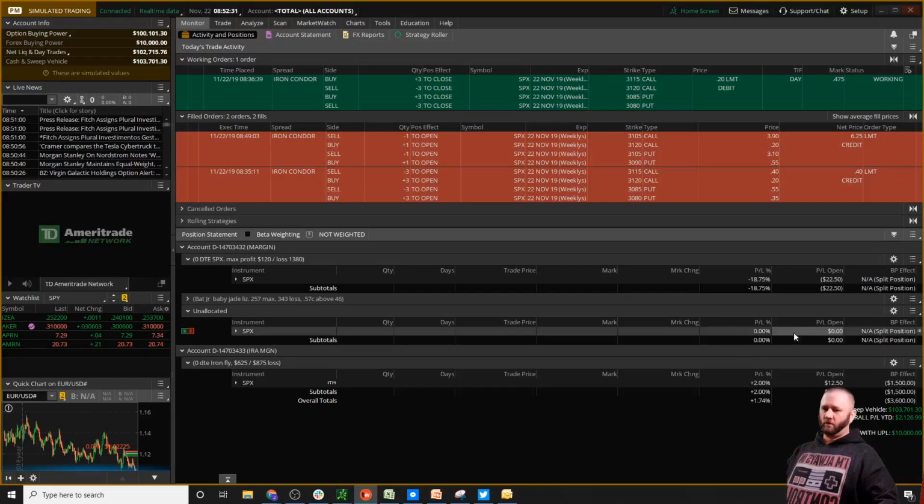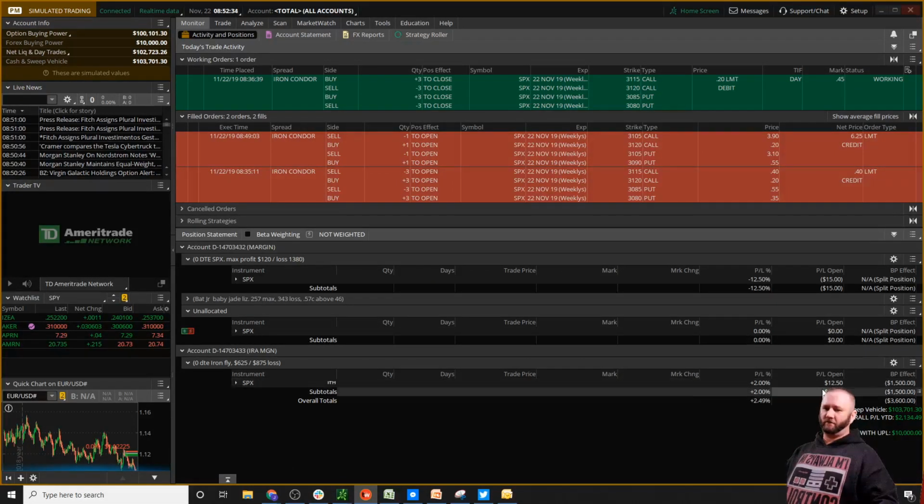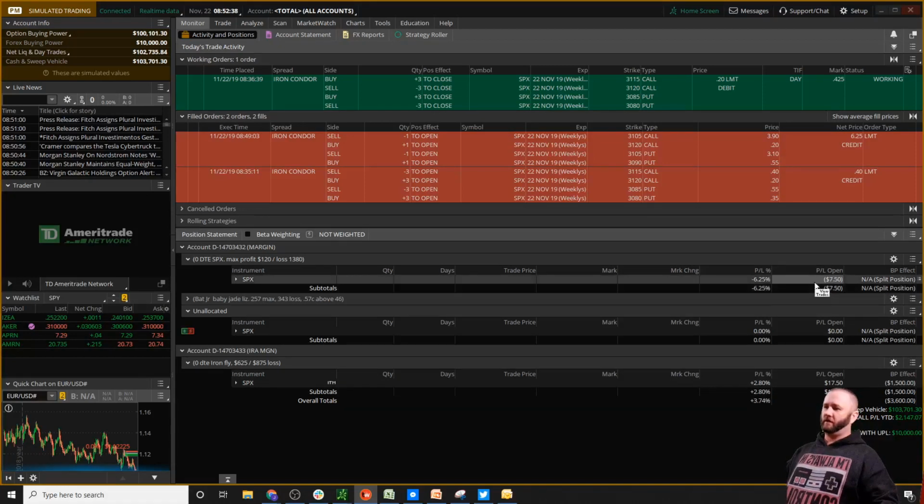And you can see that the iron fly is already profitable, and the Iron Condor is still negative. Okay, and that's just because you're wider out on those wings.